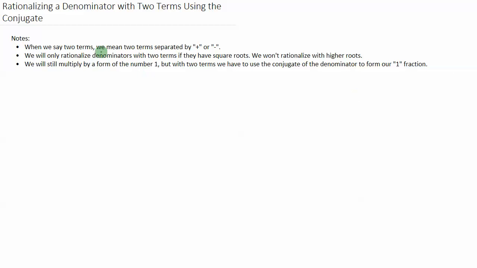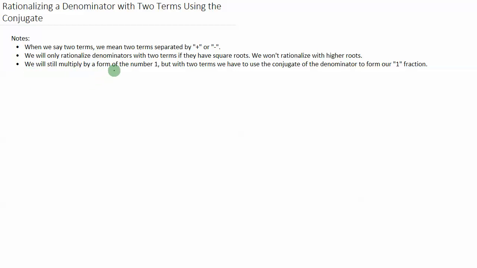In this video, we're going to look at rationalizing denominators that have two terms, and we'll do that using conjugates, or using the conjugate. Before we get into examples, I want to point out some notes. When we say two terms in this case, they're going to be separated by a plus or a minus. So we'll see addition or subtraction in the denominators here.